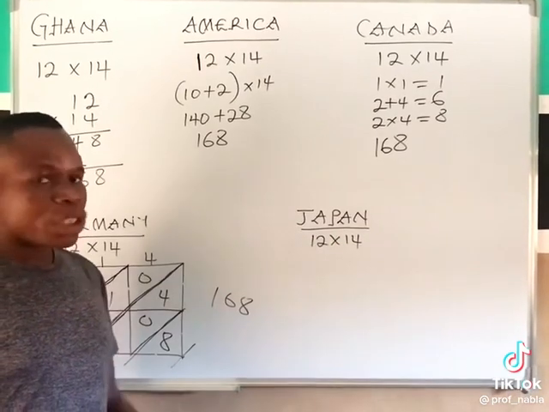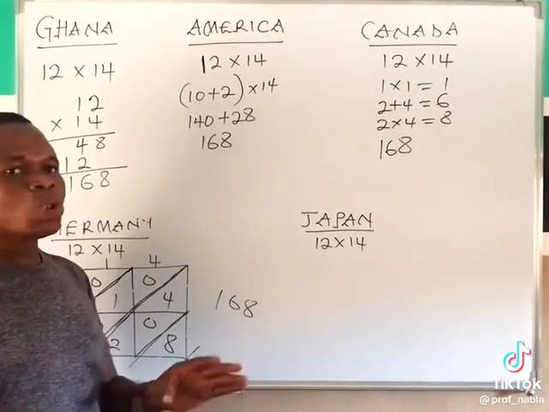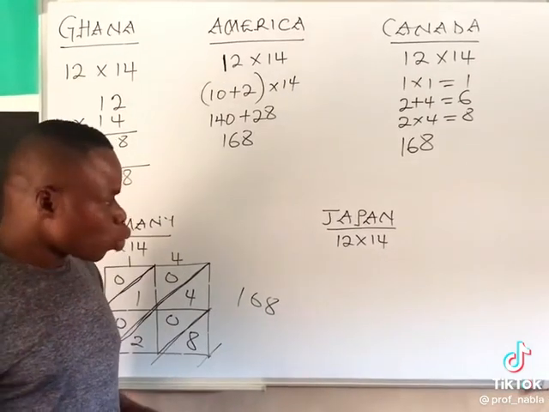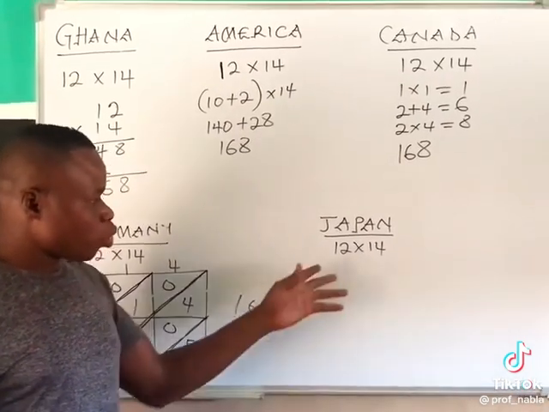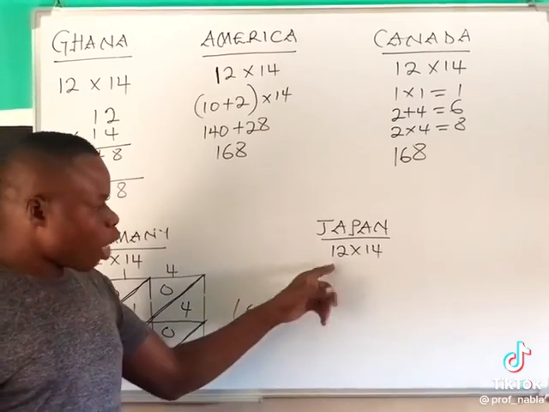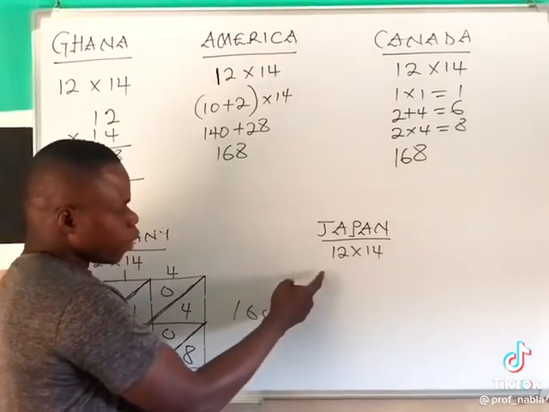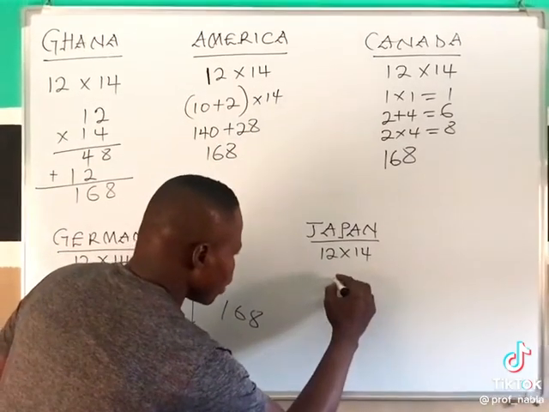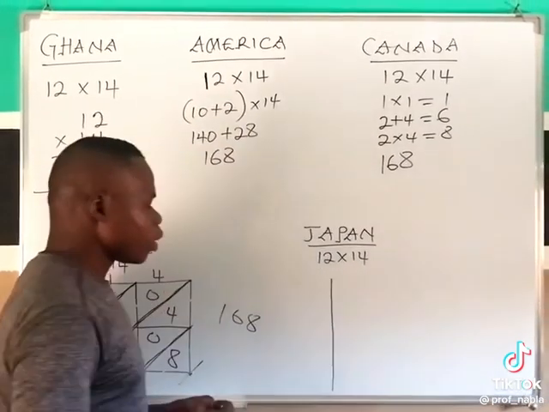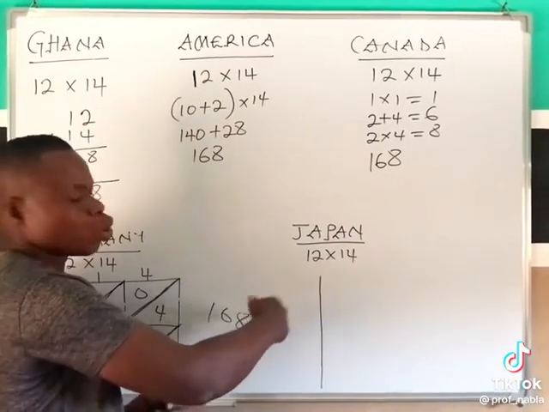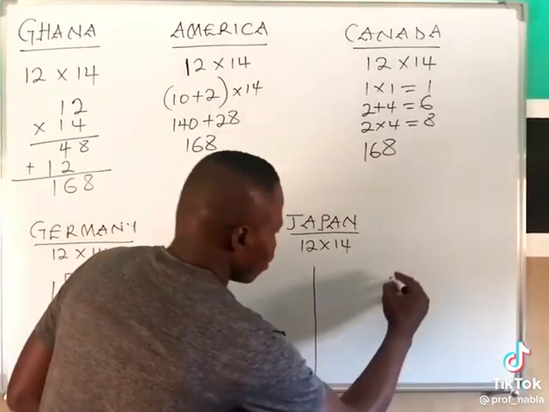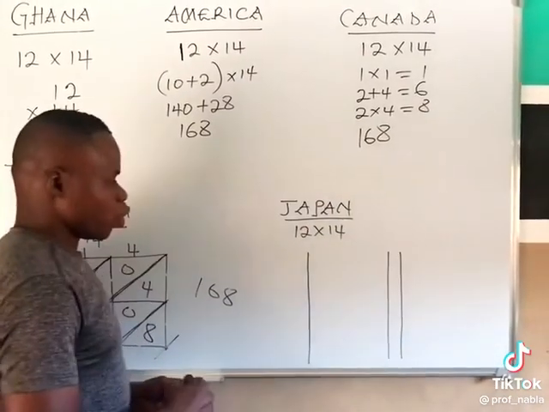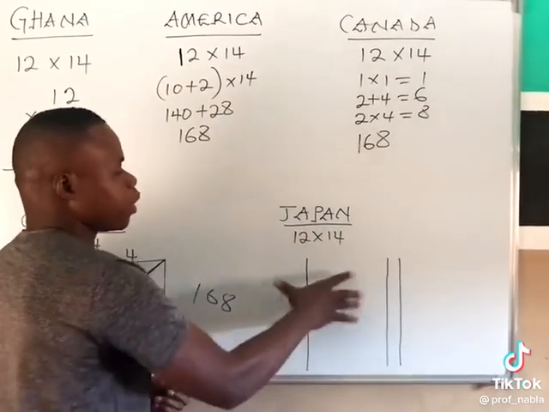12 times 14. A Japanese will use lines to represent these numbers. So let's look at how the student will use lines to represent each of these numbers. So 12, the student will look at the first digit, which is 1, and draw only one line because we have the first digit to be 1 vertically. Then the next digit is 2. So the student will leave a space and draw 2 vertical lines. So this one and these 2 lines represent the 12.